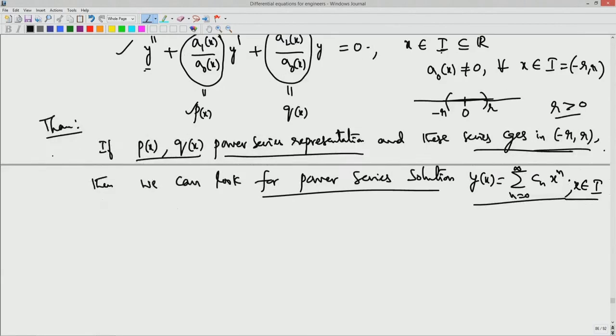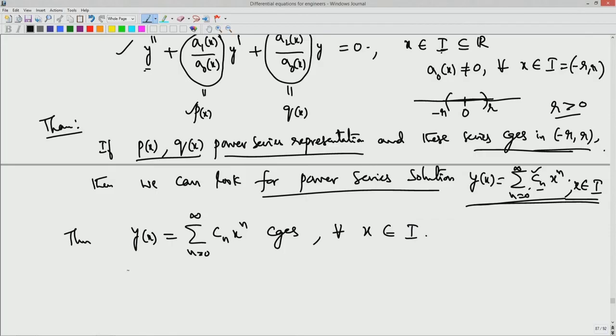So, once you have this power series, you look for a solution in this form, where the Cn's are unknowns. Once you substitute this y into the equation and get your Cn's, then your y of x, which is the power series summation Cn x power n, converges for every x in I. Once it converges at one point in I, let us say in minus R to R, it is absolutely convergent within this interval. That is what we have seen earlier. Like that, at every point it is absolutely convergent.